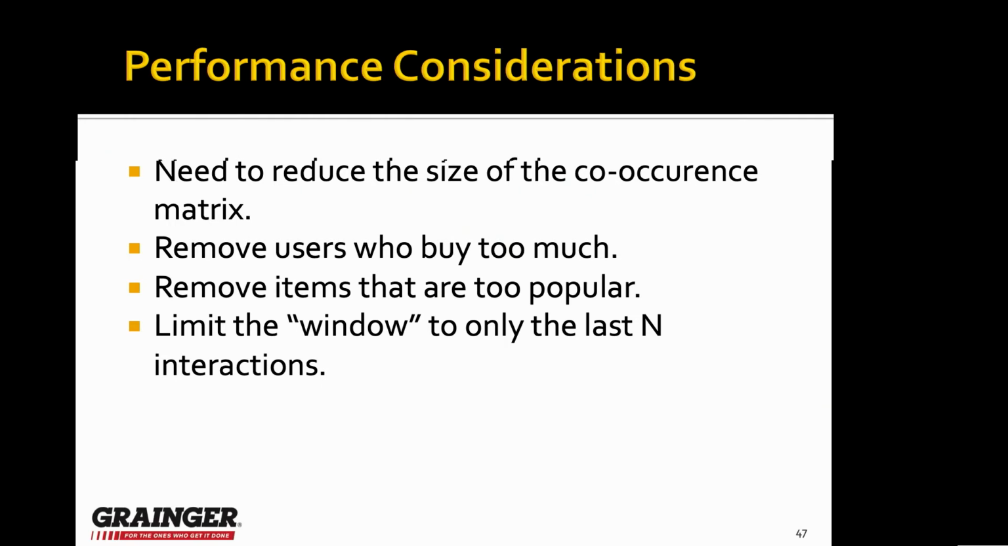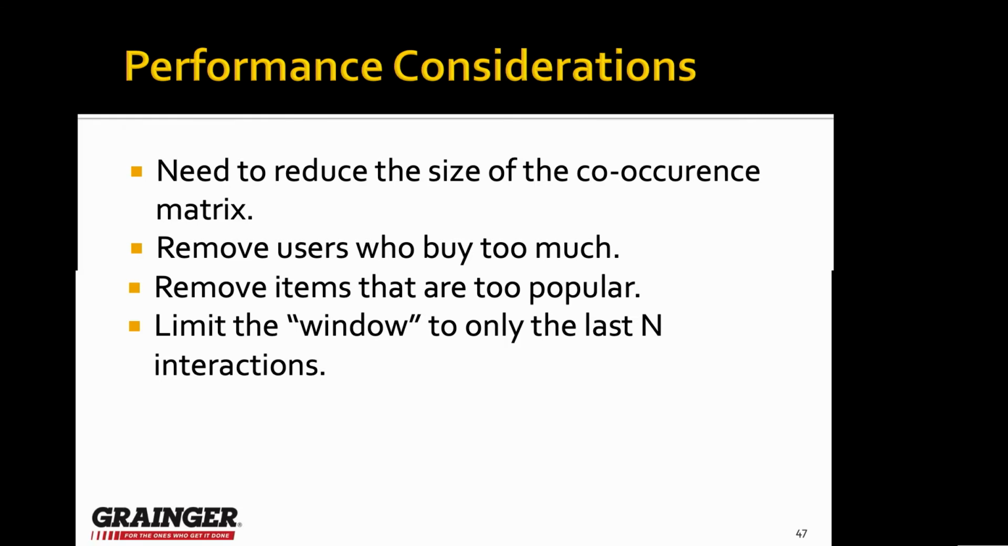But what we want to do is reduce this matrix size. We can remove the users who buy too much. We already saw that if a person buys everything, it's really nice for your profitability, but then again, recommending everything is really not that relevant. Items that are too popular, if everybody already knows about it, there's no reason to recommend it. So you start limiting these things, reducing the size of that matrix and reducing your calculations.